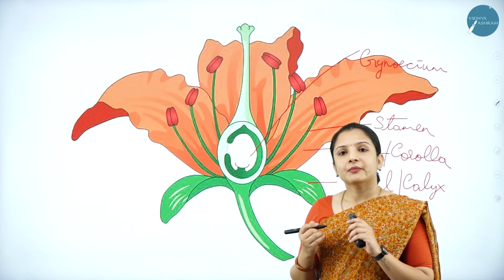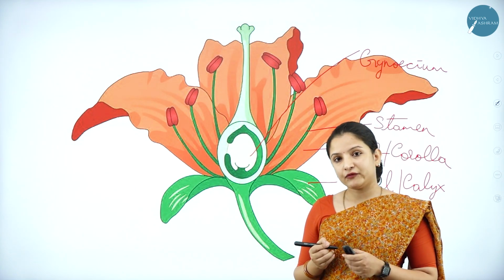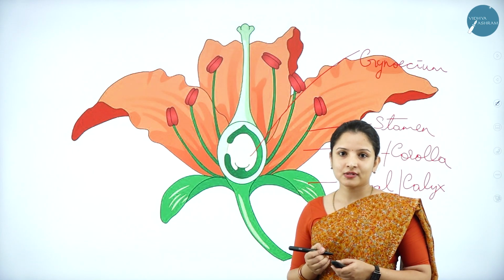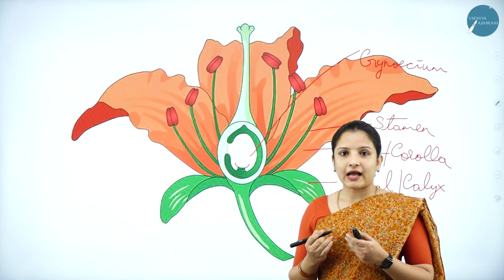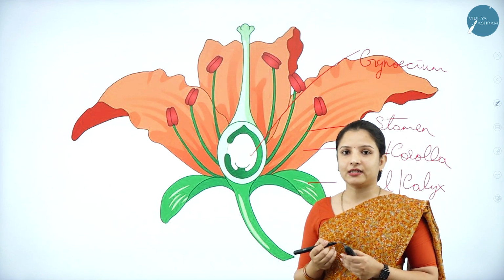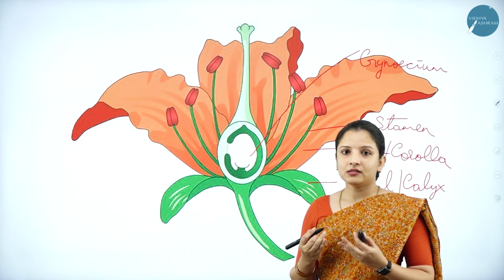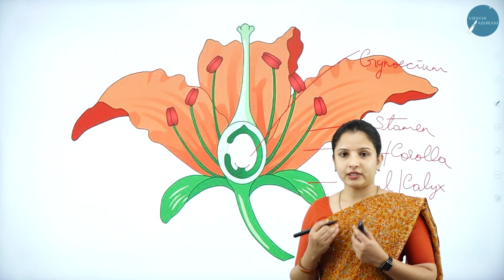Apart from that, the petals also play a very important role in reproduction. Have you ever wondered why is it so? It is because the petals are very colorful and they are scented. Most of the petals of a flower are scented. So this color and the scent of the flower attracts the insect pollinators.